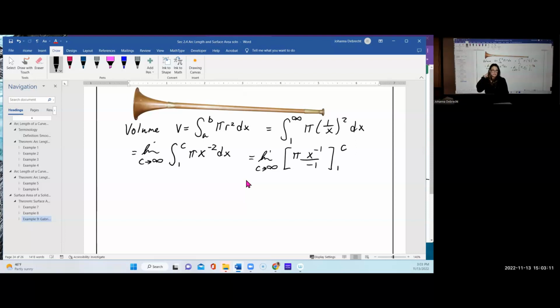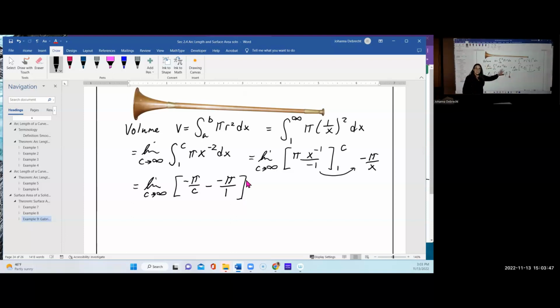I have to completely finish the integral first. Do not take the limit until you've plugged in the limits of integration. So I'm going to substitute those limits of integration in. And I could simplify this a little bit. This is basically going to give me negative pi divided by x. So I've got negative pi divided by c minus a negative pi divided by 1, the lower limit of integration. So I've plugged in the two values there.